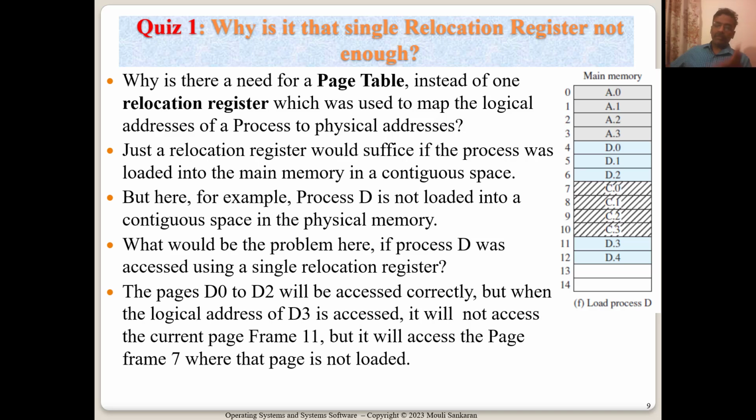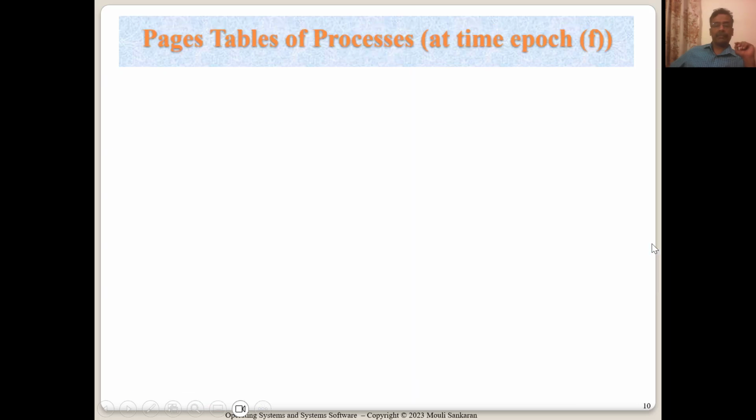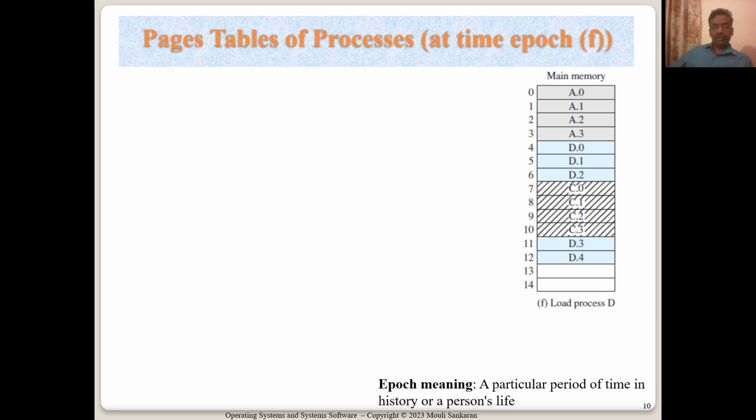That's very obvious, because if I assume that one relocation register is there, I would have given an offset of this much to access D0. But when I go to D3, I will not be accessing this area. I will be accessing the C0 area, assuming that this is D3 for my process, which is wrong. So a single relocation register will not be enough. Okay, so now the page table of processes.